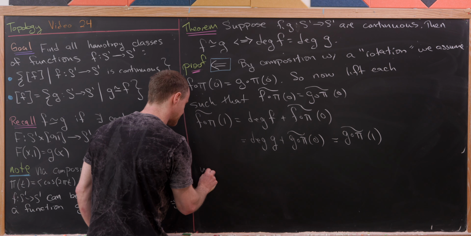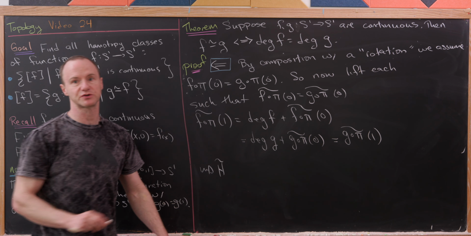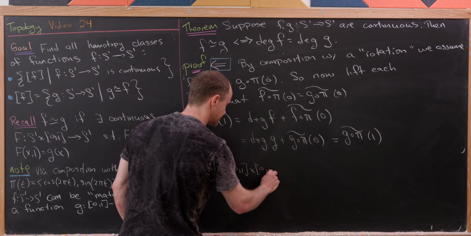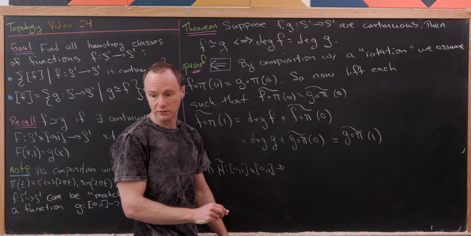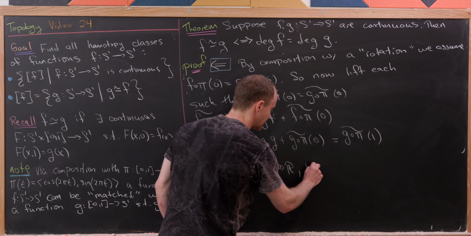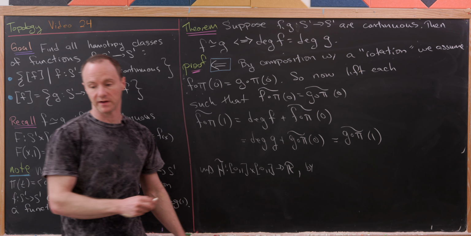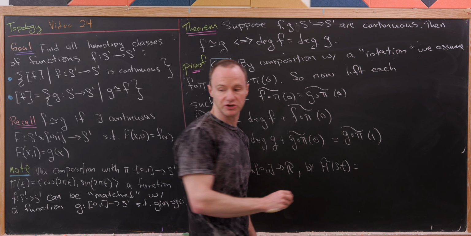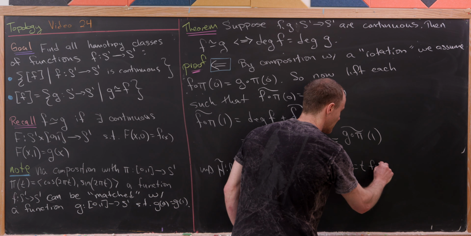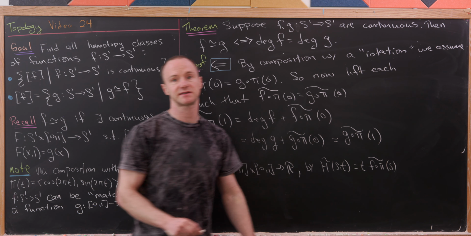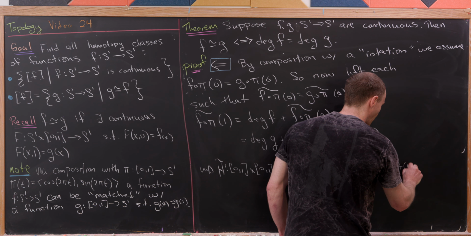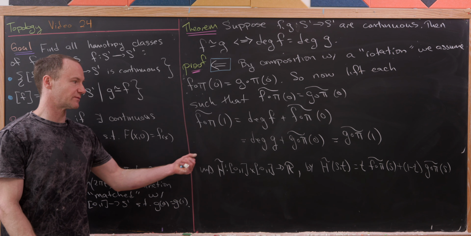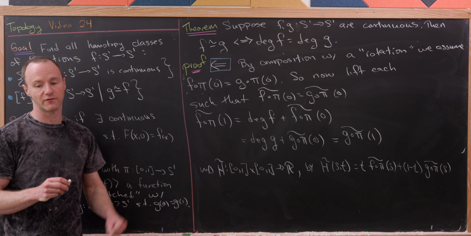But that motivates us to define the following function, which we'll call h tilde, and it goes from [0,1] cross [0,1] into R. And it's going to be defined by the following formula. So h tilde of (s, t) is going to be equal to t times f composed with pi evaluated at s, plus (1 minus t) times g composed with pi evaluated at s. This is a standard way of defining this kind of homotopy.